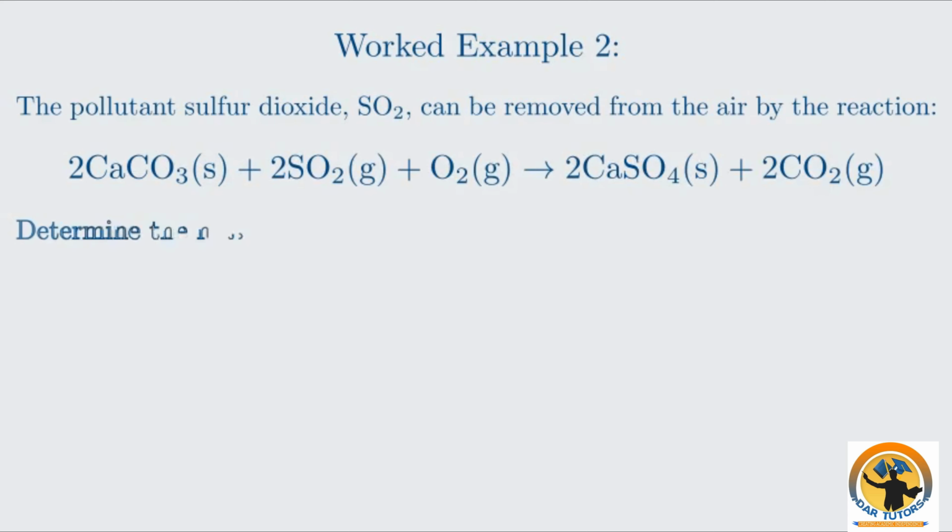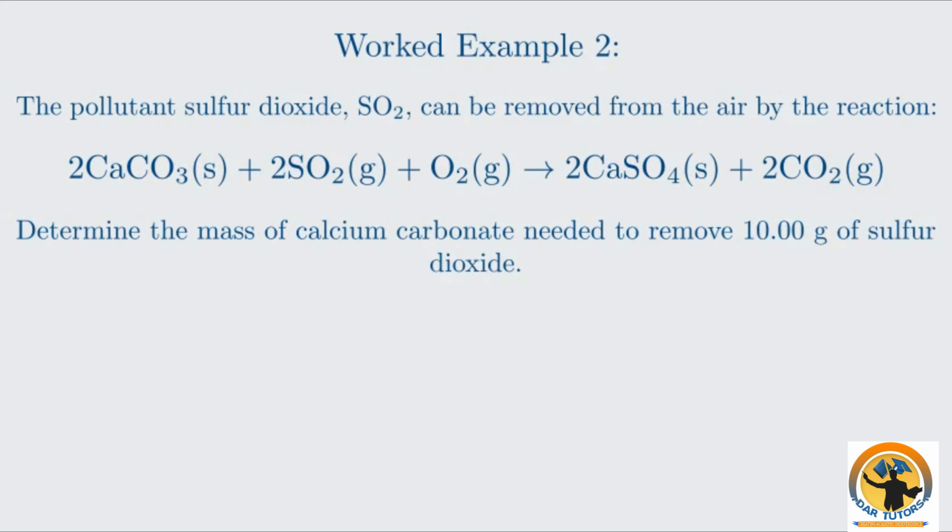Let's work through another stoichiometry example involving a real-world application. Sulfur dioxide is a pollutant. It can be removed from the air using calcium carbonate. The question asks what mass of calcium carbonate is needed to remove 1,000 grams of sulfur dioxide.